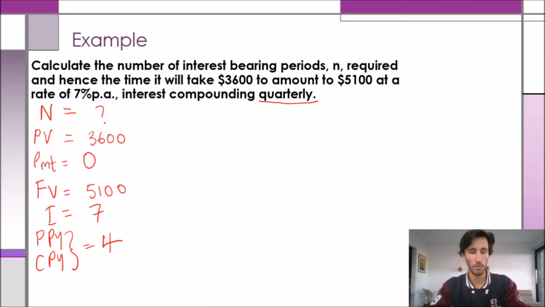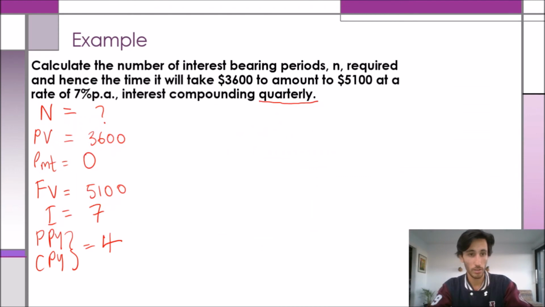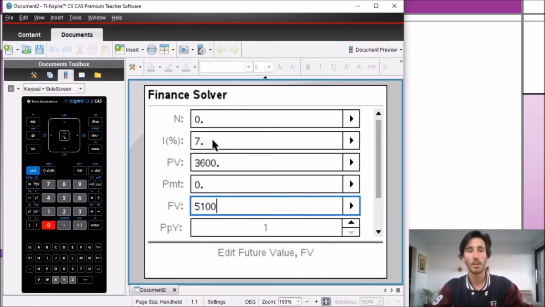So let's pop all of this into Finance Solver. Our N is, we don't know, so we skip that one. Press tab. We know our I is 7%. Our present value is 3,600. Our payment is 0. Our future value is 5,100. Now, remember what I said about the signs being important, whether we have positives and negatives.